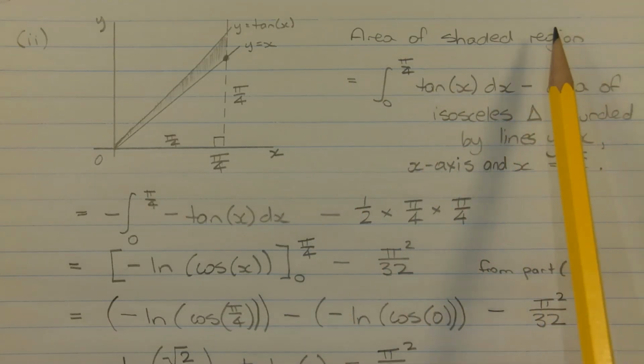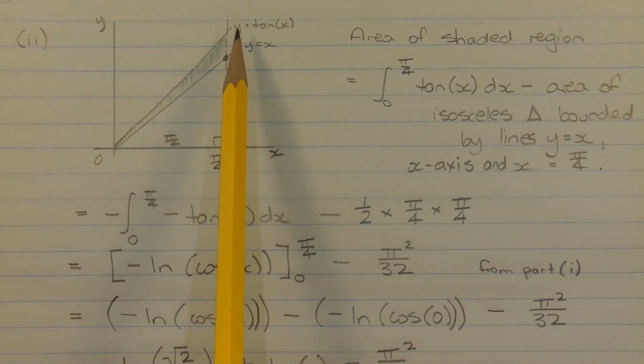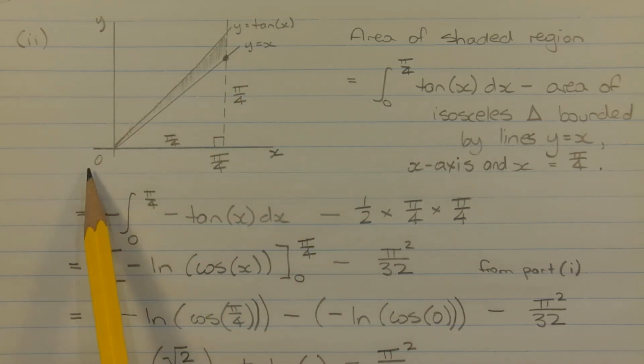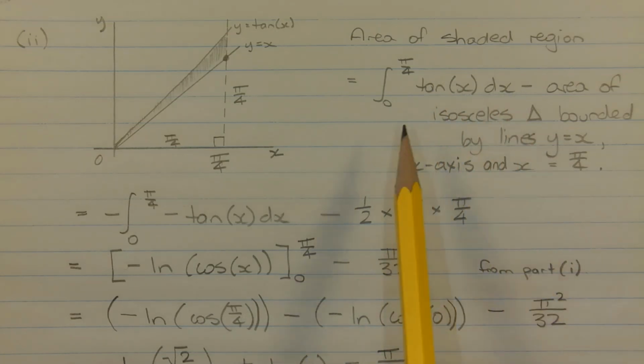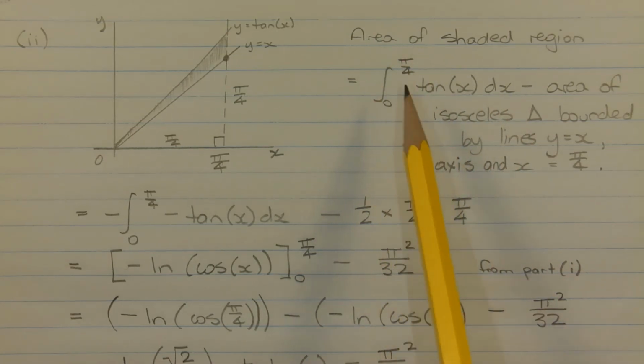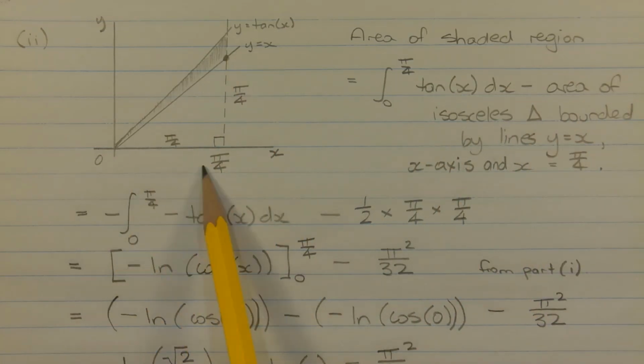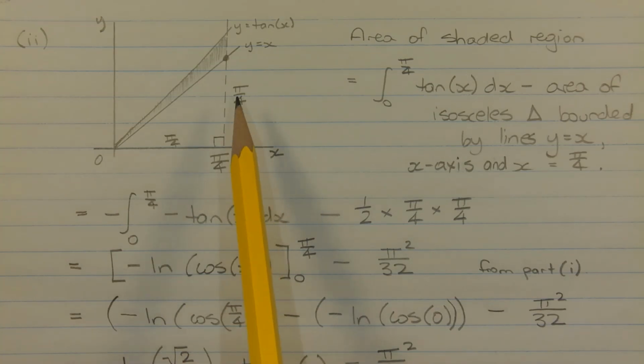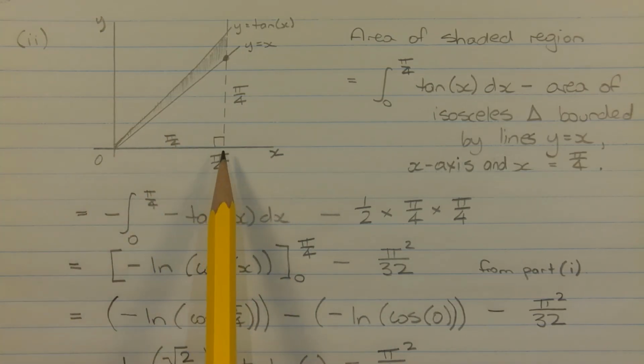The area of the shaded region is the difference between the area under the curve y equals tan x and the area under the line y equals x from x equals 0 to x equals pi over 4. And that's given by the integral of tan x dx from x equals 0 to x equals pi over 4 minus the area of the isosceles triangle bounded by the lines y equals x, the x-axis, and the vertical line x equals pi over 4. So we have a triangle with a base of pi over 4 and a vertical height of pi over 4, so we can use the half times base times height formula to find the area of the isosceles triangle.